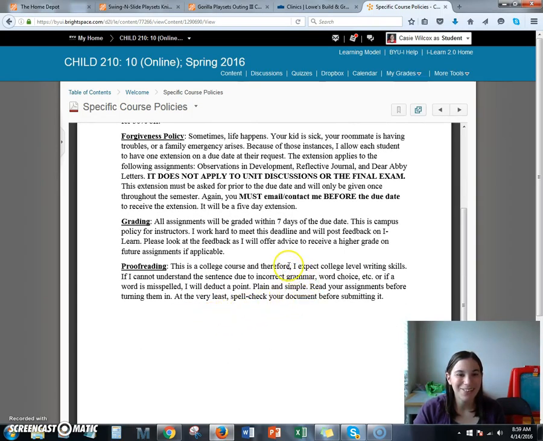Proofreading. You are in a college course, and I expect college level writing skills. If I cannot understand the sentence structure, the sentence or the paragraph, or there are so many misspelled words, I'll start to deduct points. I understand that sometimes I make mistakes too. I don't want this to be perfect, but if there is a consistent problem that I'm having a hard time reading, then I will deduct a point for every error that I find.